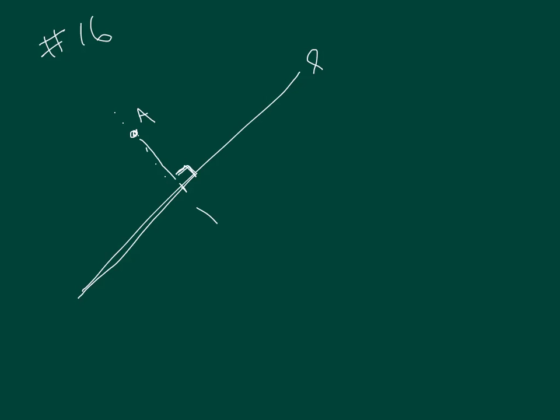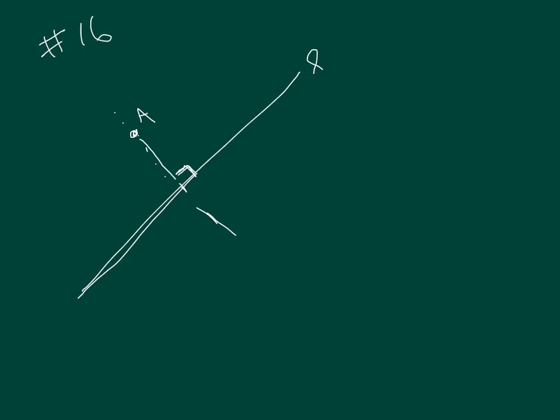Number 16. To reflect a point over a line, do the following. 1, construct a perpendicular line from the given point A to the given line L. So we've got line L, and we've got A right here. How would you draw a perpendicular line passing through this A to this line? Maybe something like this. It has to be 90 degrees. You have to intersect at 90 degrees.